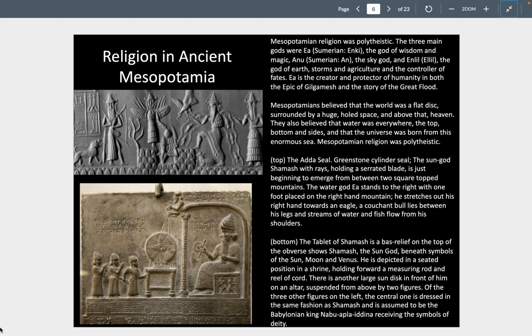Shamash is always shown with this hat here. He's holding a blade that is beginning to emerge between two square-topped mountains. The water god Ea stands to the right with one foot placed on the right hand of the mountain and stretching out his right hand towards an eagle. And a couchant bull lies between his legs, and streams of water and fish flow from his shoulders. So we're seeing the gods relating here to natural phenomena.